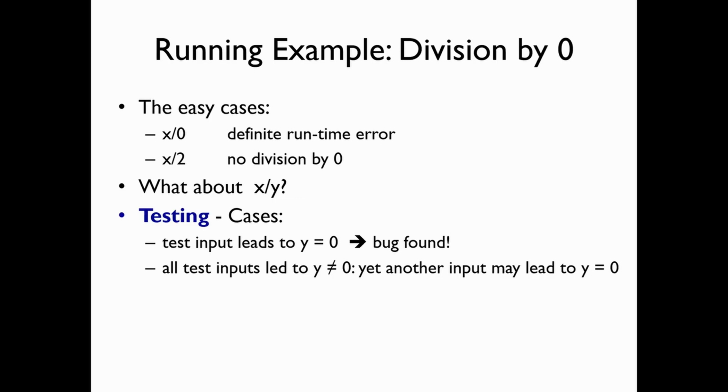We will detect the possible division by 0 if we test the program with an input value that leads to y having value 1 at this program point. On the other hand, we may test the program with many input values that don't lead to y having value 0, but there may exist another input value that would lead to y having value 0. In the latter cases, our tests would leave a false negative, an undetected error in the program.